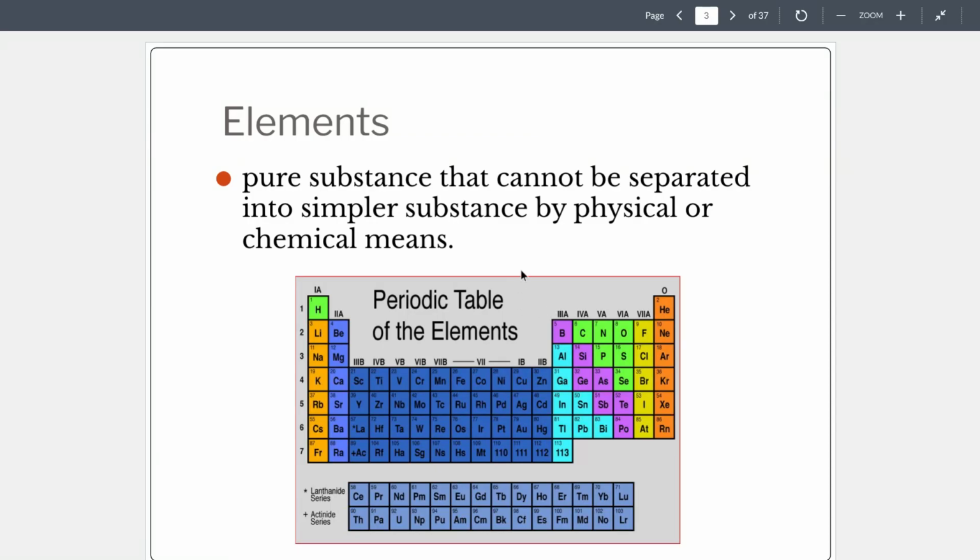Okay, so an element is a pure substance that you can't break down any further. There's no way to take this Be, beryllium, apart. I'm not taking that apart. It's just beryllium and it can't really change from that.